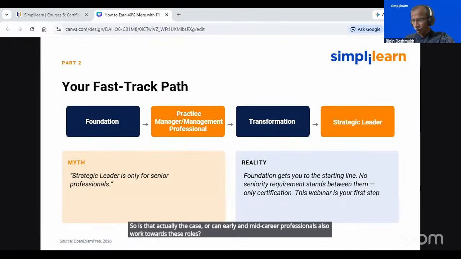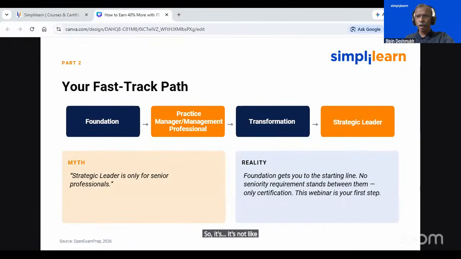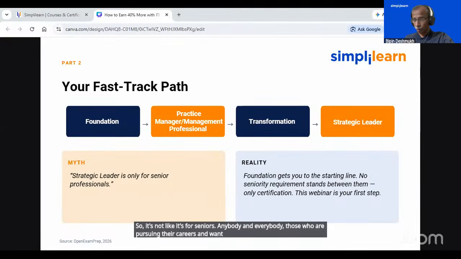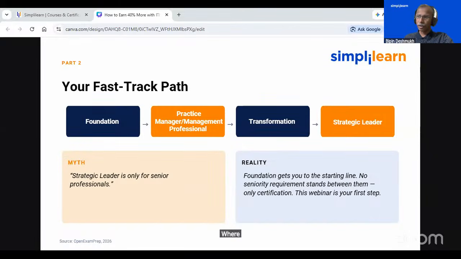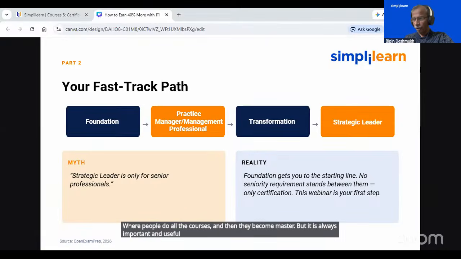It's not like it is only for seniors. Anybody who is pursuing a career and wants to grow it can plan taking ITIL courses as a part of their career planning. It's not necessary to do all the master courses within a year. People do that also. There are crash courses, a 52-week course, where people do all the courses and then become master. But it is always important and useful that as you grow in your career, you grow in the certifications also.